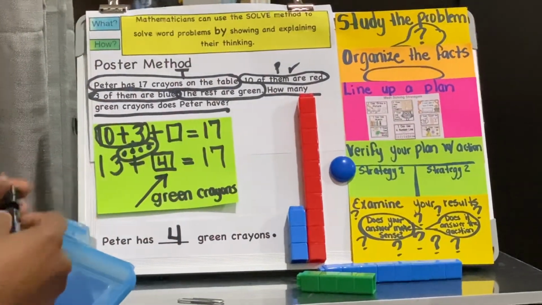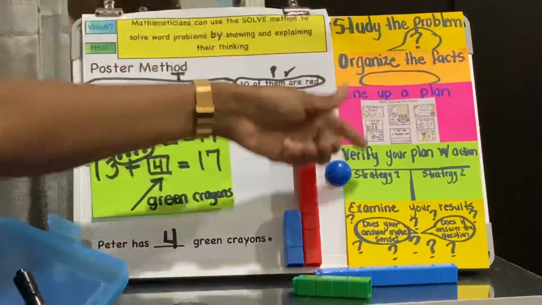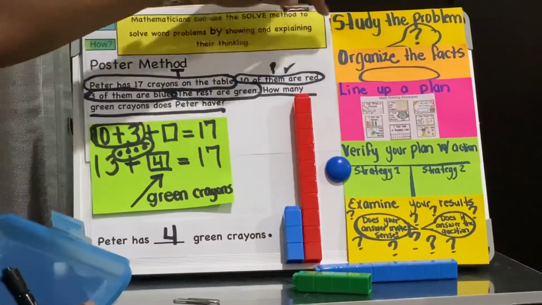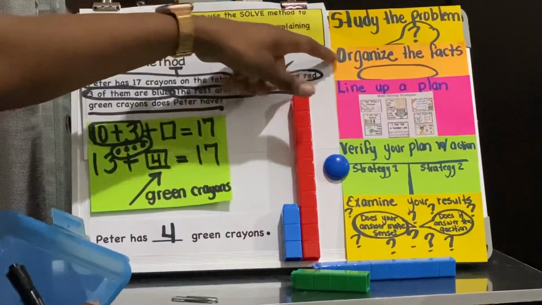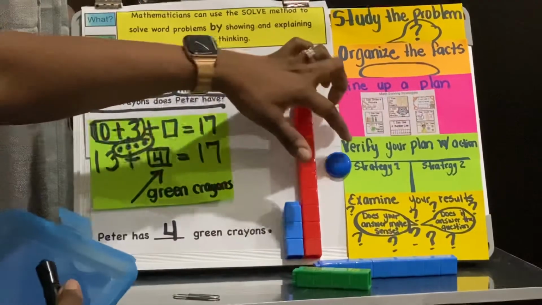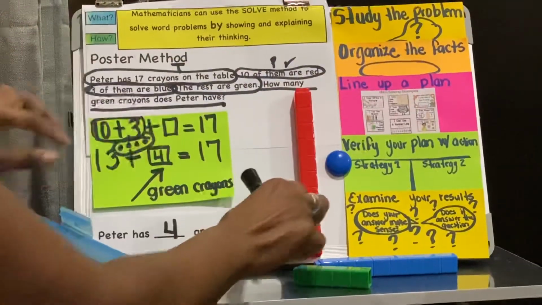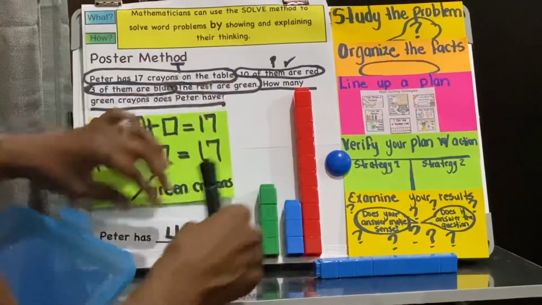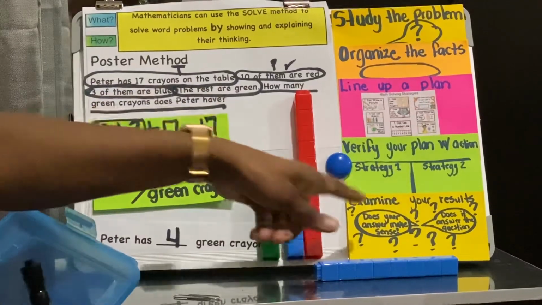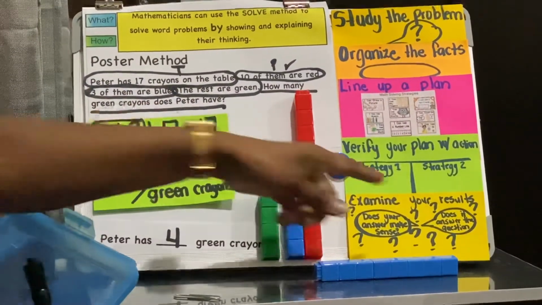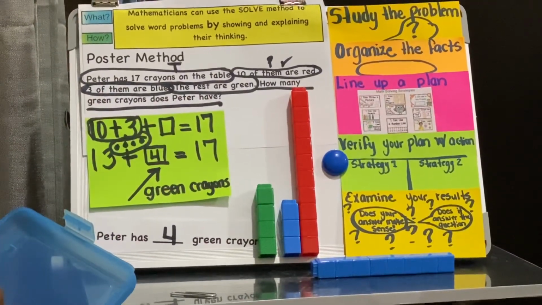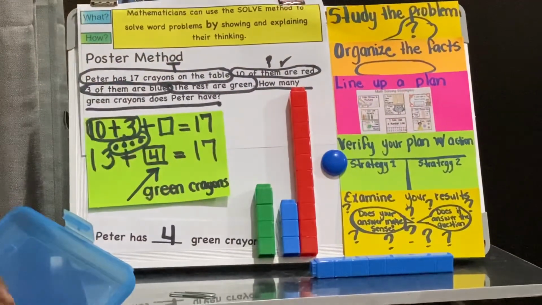Did you see, mathematicians, how I used the SOLVE method to help me solve the problem? I studied the problem. I organized my facts. I lined up a plan. I verified my plan with action. I showed 2 ways of how to solve it. Then I examined my results by asking, does my answer make sense? And does it answer the question? Next time you solve a problem, make sure you follow these steps.